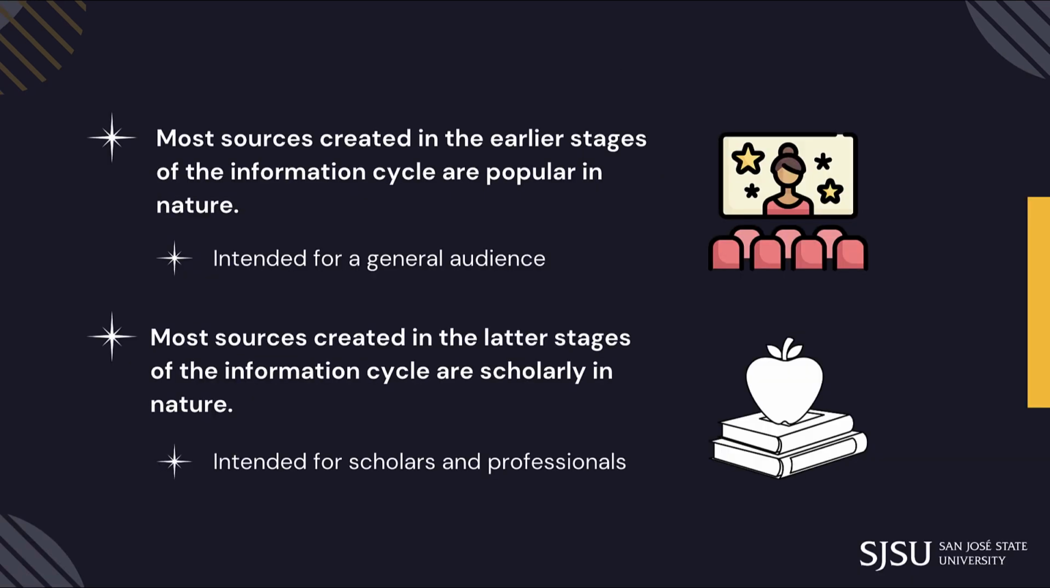Two important things to note about the information sources in the information cycle. The earlier parts of the information cycle result in information sources that are more popular in nature and are thus intended for a general audience. The latter stages of the information cycle result in information sources that are more often scholarly in nature. And because of this, they are usually intended for researchers, students, professionals, and people in the academic world.